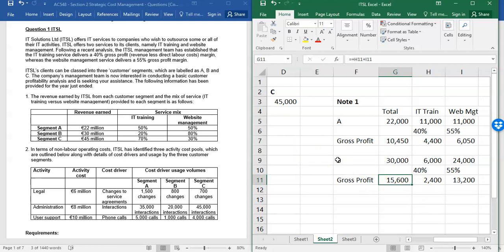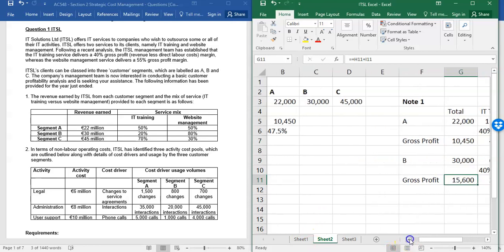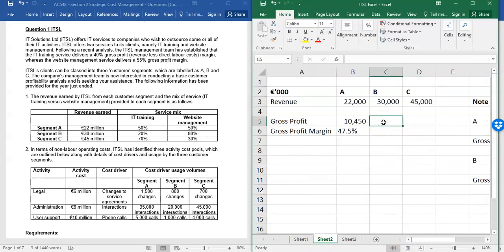So you see, you need to be able to understand the question. That's why I said make sure you go back and look at markup or margin. That's an important aspect on terms used in accounting. So this is 15,600. And then your gross profit margin, what we call a blended one across both of the service mixes, so an overall one, is actually here 52%. So much higher than A because the service mix changes.